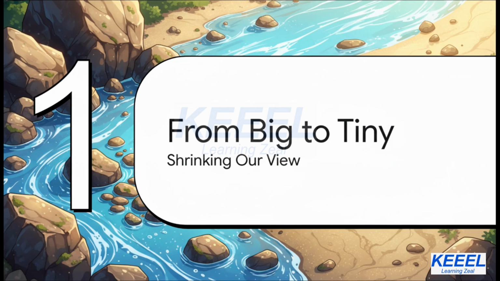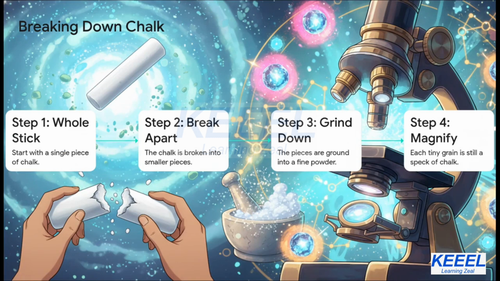So, to start cracking this mystery, we're going to do something pretty cool. We're going to start big with the world we know, and then we're going to shrink ourselves down, smaller and smaller. You see, those big rocks on the riverbank, over thousands of years, they get broken down by wind and water into smaller pebbles and then eventually into tiny grains of sand. We can actually see this same process happen with things we use every day. Let's take this simple piece of chalk, for example.